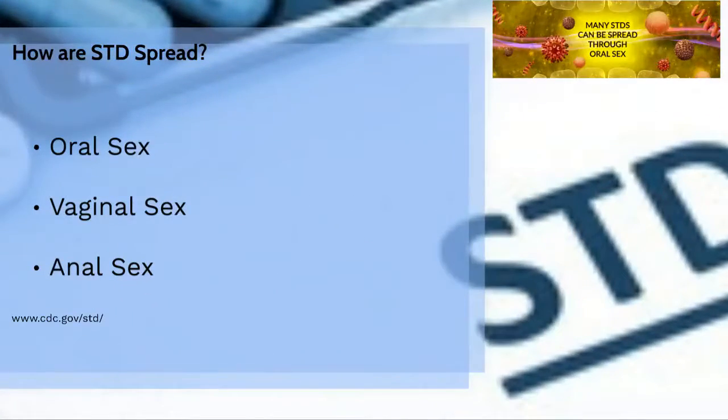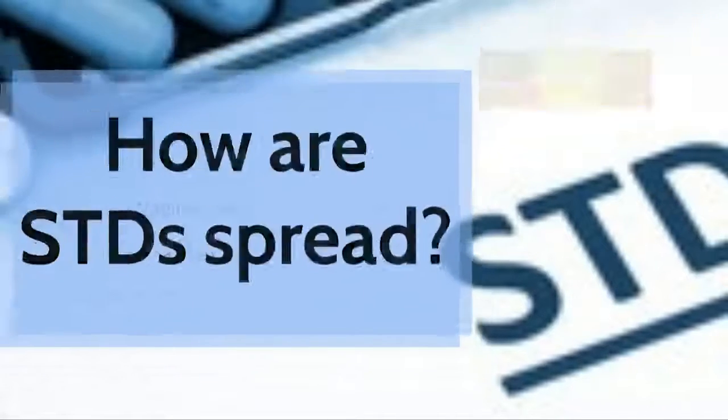So, how are sexually transmitted diseases spread? They are spread by having oral, vaginal, or anal sex with a same-sex partner, so male to male, or a partner of the opposite sex, male and female. We need to educate our community because a lot of people believe the only way sexually transmitted diseases can be spread is by having vaginal sex.